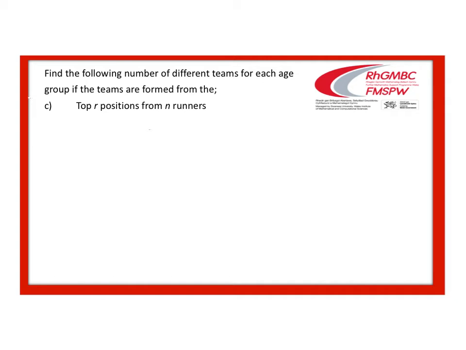So this time we want to find out how many teams there are, where we're going to pick the team from the top R positions from the N runners. And I'm just going to build it up through all those first principles that we've seen previously. The number of teams is going to be equal to, well, first of all, I'm going to consider how many different positions N runners could make. And that's N factorial. Now, I'm not interested in N factorial position arrangements because really, I don't want the last N minus R positions. So I divide by N minus R factorial.